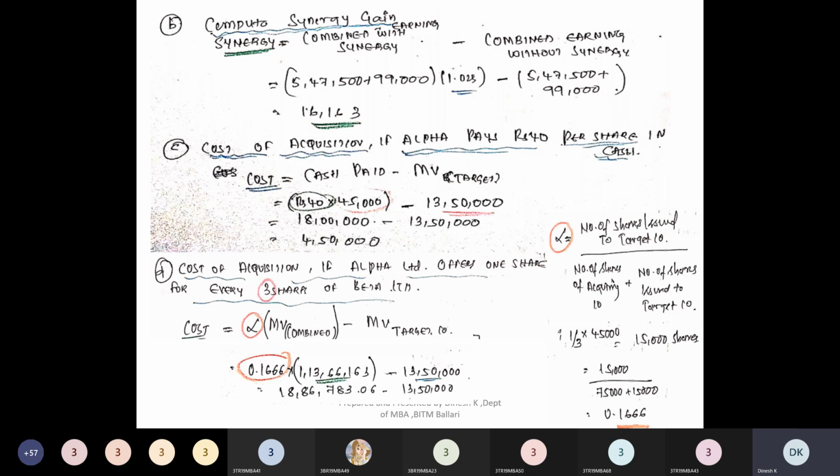That is 2.5% is the synergy. When you write 1 plus 0.025, you multiply 1.025 with the value, and then subtract the combined earnings without synergy. Combined earnings without synergy, that is, earnings of the acquiring firm is 5,47,500, then earnings of the target firm is 99,000, right? So when you simplify this, you will be getting the synergy value as 16,163, right? This is about the second sub question.